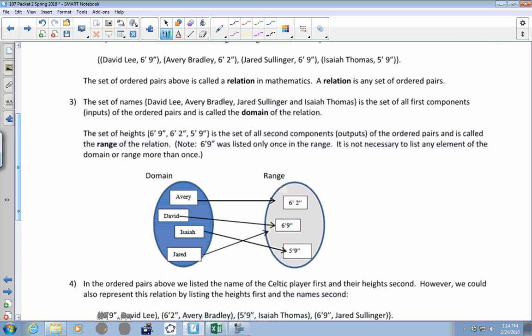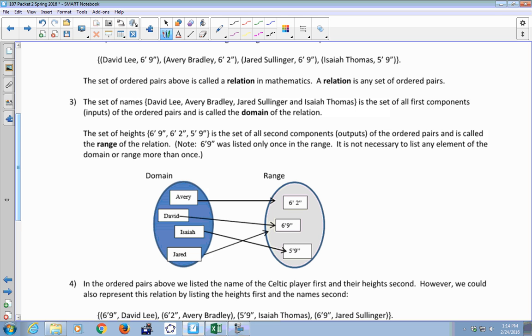Any set of ordered pairs, whether it's got numbers or names or whatever, is called a relation in mathematics. A relation is any set of ordered pairs. It doesn't have to be numbers. And we could describe them using a map.